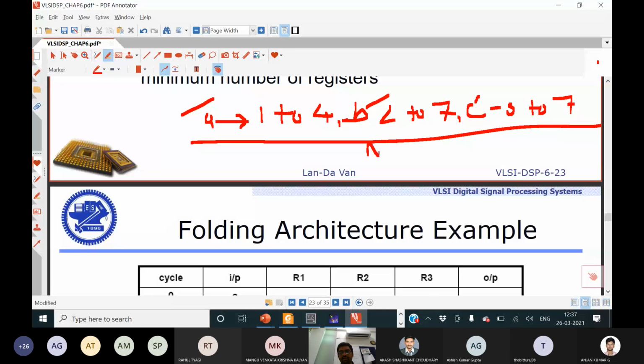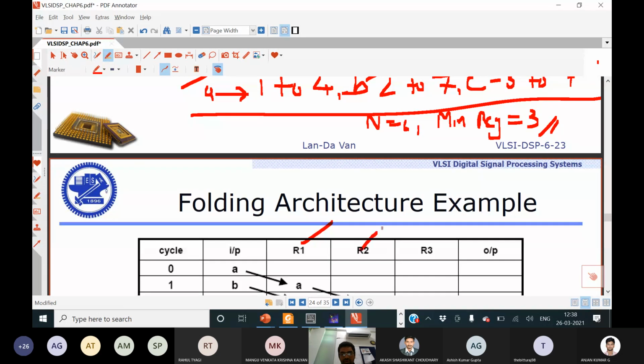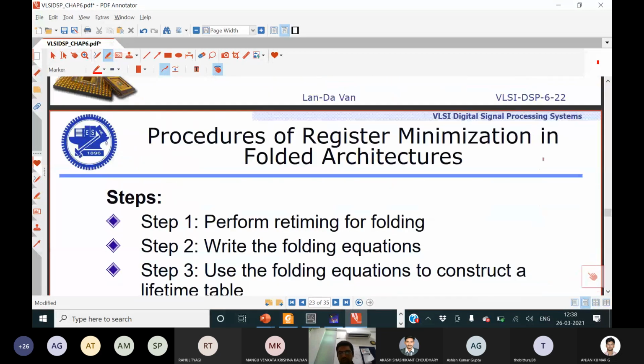And with n is equal to 6, what we have found is that the minimum number of registers was 3. Now we will try to understand this with the forward backward allocation. So 3 registers are required, so I am defining R1, R2, R3. R1, R2, R3 is the minimum number of registers that we have found over here.